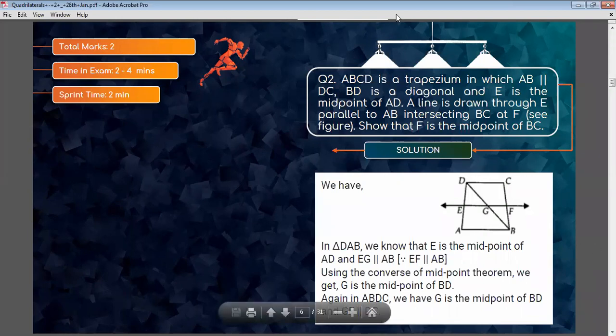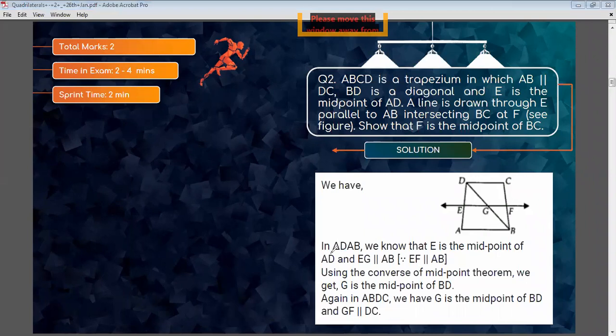So first, we will start this from triangle DAB, where given E is the midpoint of AD and EG is parallel to AB, and we will use the converse of midpoint theorem. Okay, as we have G is the midpoint of BD, and we can say GF is parallel to DC. So write this thing, then we will move forward for the solution.